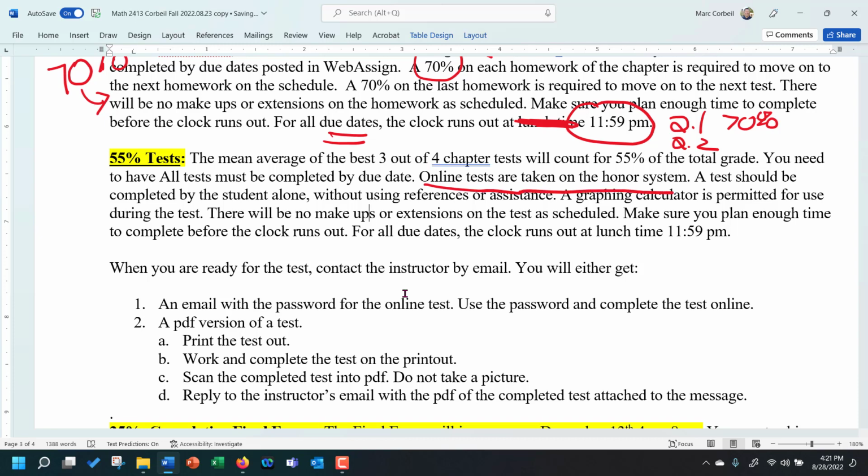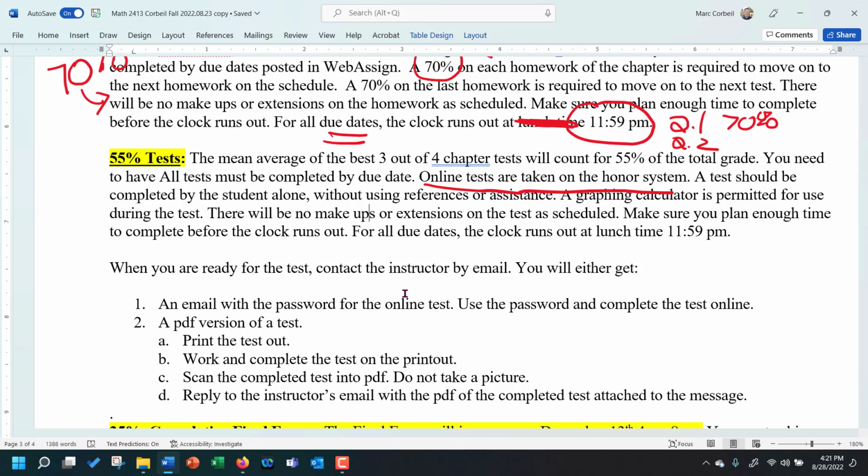This is college. You're taking your own tests at your own time, on your own, in a normal way. So treat it as a normal test and follow the rules that are set in the instructions. A test should be completed by you alone. You shouldn't be using reference materials or assistance. You shouldn't be using any special technology, assistant technology, anything like that. You can use the graphing calculator that we talked about for the test.